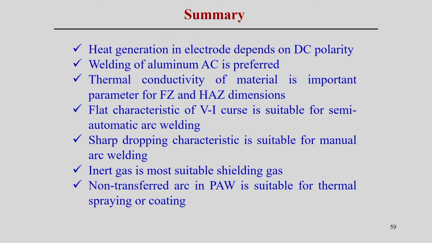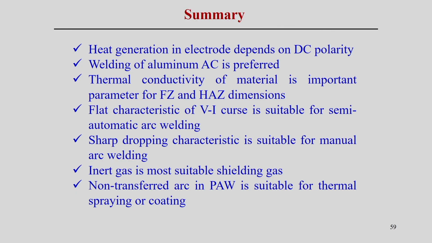Inert gas is the most suitable shielding gas, because we normally use shielding gas in a fusion welding process, but out of the other gases, inert gas is more suitable because it hardly reacts with the molten pool. And in plasma arc welding, we have seen that there are two different modes of arc transfer, but the non transferred arc is mostly suitable in plasma arc welding for thermal spraying or coating processes. So, this is the end of part of the module 1.